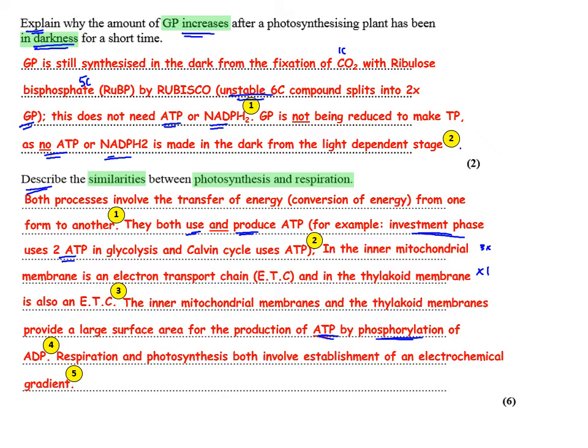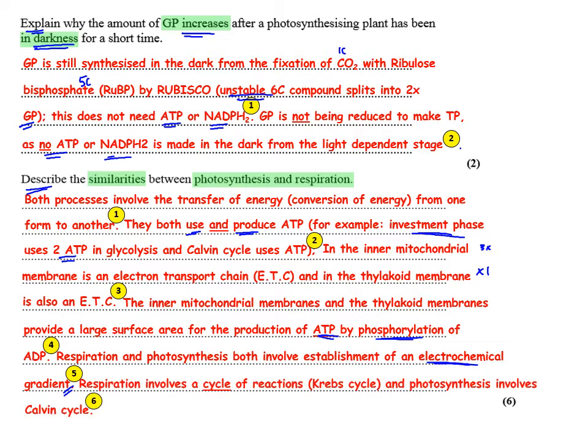Now we know, mark point number 5, respiration and photosynthesis both involve establishment of that electrochemical gradient, so that's a nice similarity. If it was a question about a difference, we could start to talk about the intermembrane space and the matrix, and the thylakoid lumen or thylakoid disc lumen and the stroma. But because it's a similarity, we can just talk about the electrochemical gradient, and that results in chemiosmosis, which results in phosphorylation of ADP to make ATP.